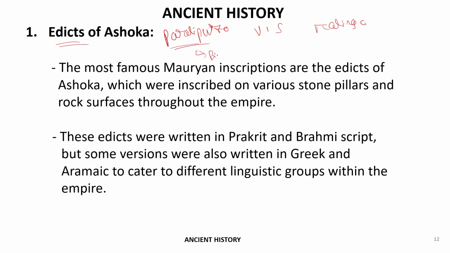Pataliputra is present in Bihar, Kalinga is present in Odisha. Okay, so what happened? Let me tell you the story in short. Ashoka was the ruler of Pataliputra at that time. When he was expanding the empire, at the same time, Kalinga, which is present-day Odisha, was gaining power.